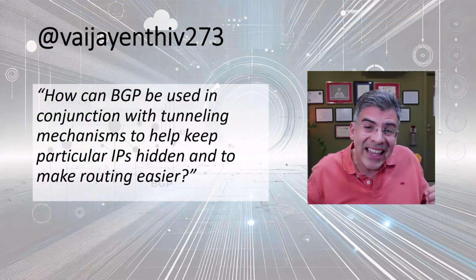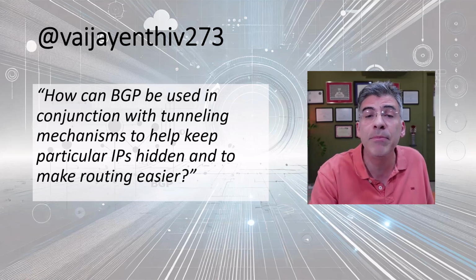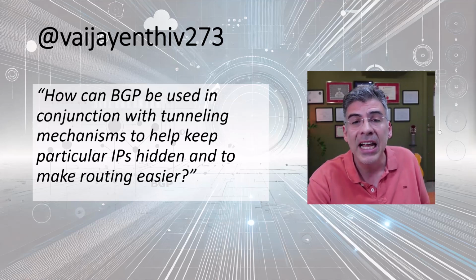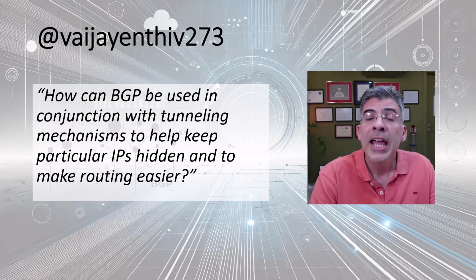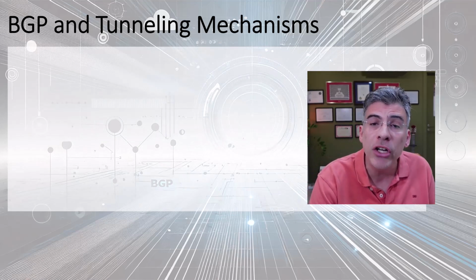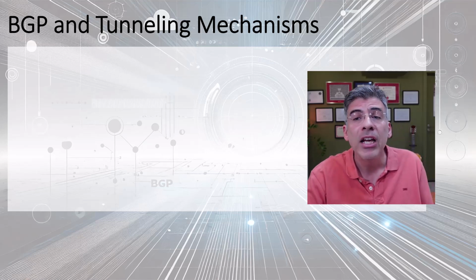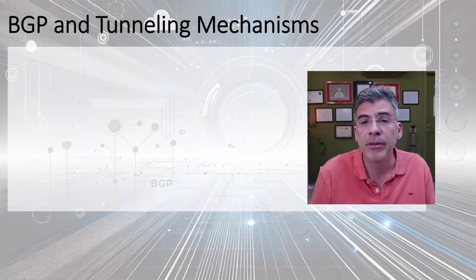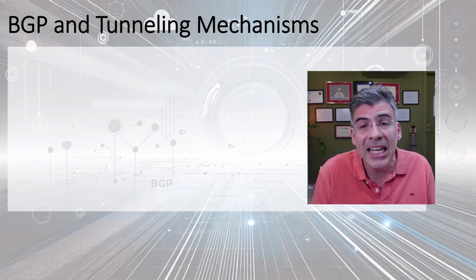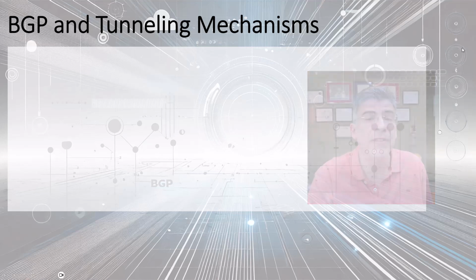Now, Vijayanthiv273 has expressed an interest in seeing how BGP can be used in conjunction with tunneling mechanisms to help keep particular IPs hidden and to make routing easier. Now, BGP itself is not a tunneling protocol, but it can be used in conjunction with tunneling mechanisms to achieve the goal of hiding or abstracting certain details of network infrastructure. Some tunneling technologies that leverage BGP for this purpose include MPLS, Layer 3 VPNs, and VXLAN. Here's a brief description of each.